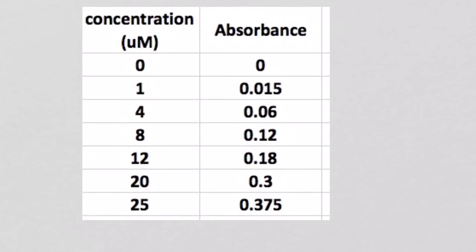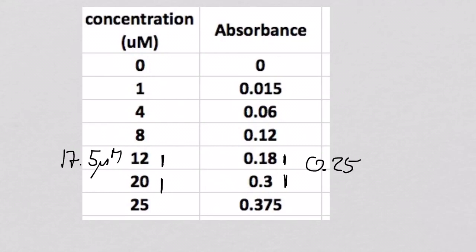These are our data. And we said we have an absorbance of 0.25. So that would be somewhere in between here. 0.25. So it's between 0.18 and 0.3. Right? What is the corresponding concentration? Well, it is between 12 and 20 micromolar. So we said it's 17.5 micromolar. Is this possible? The answer is yes.